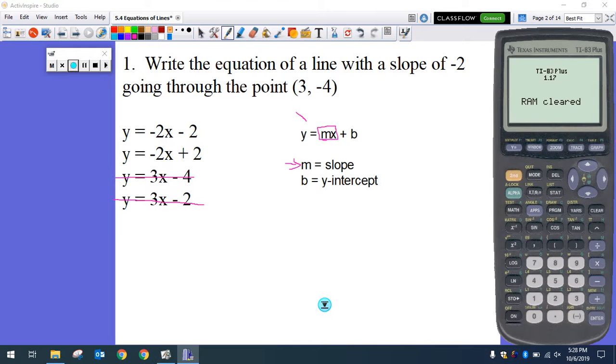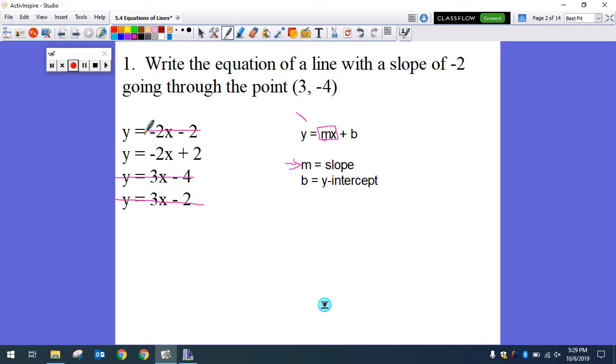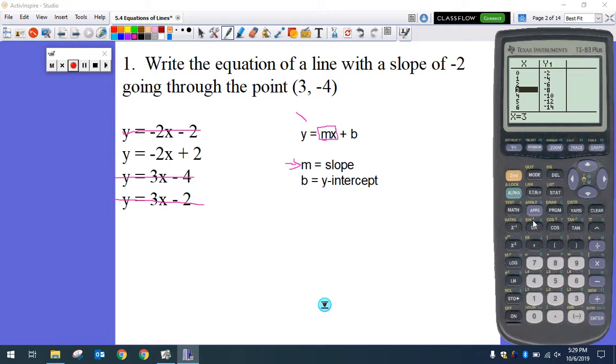Now, to figure out which one, we're going to go to y equals, we're going to type in A. A says -2x minus 2. I'm going to hit second graph because I want that table to come up. And I want to see if it goes through the point (3, -4). So let's look right here. It goes through the point (3, -8). So that's not right. Let's just double check that the next one is right.